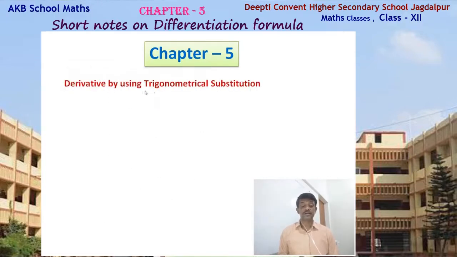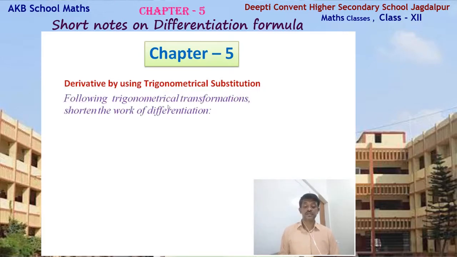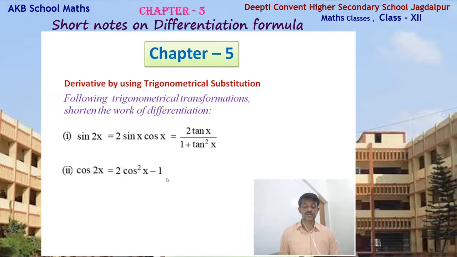Now, derivative by using trigonometric substitution. The following trigonometric transformations are very useful for reducing some functions, so note down these formulas. Sin 2x means 2 sin x cos x. Also sin 2x equals 2 tan x upon 1 plus tan square x. Cos 2x equals 2 cos square x minus 1, 1 minus 2 sin square x, or 1 minus tan square x by 1 plus tan square x. Remember these formulas.